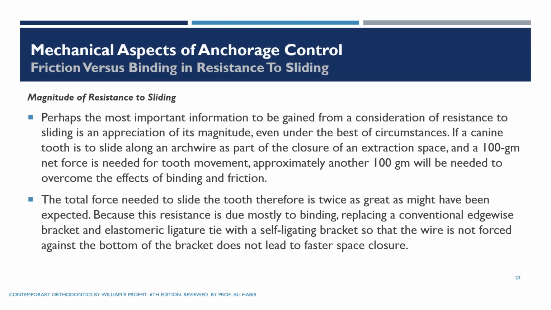Here the author is talking about the magnitude of resistance to sliding, how much force we need to move a tooth. As we said, we need force to overcome resistance to sliding, and we need another component to initiate remodeling to move the tooth itself. So if we need 100 grams of force to move a tooth to initiate remodeling, we need another 100 grams to overcome the effect of binding and friction. So the total force needed to slide the tooth therefore is twice as great as might have been expected.